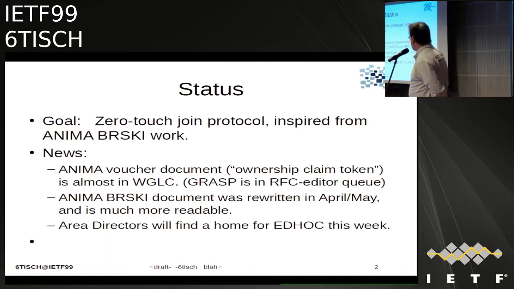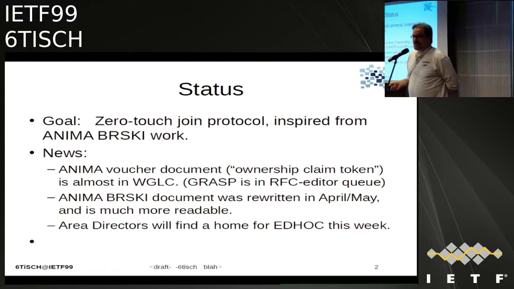The Anima BRSKI document was rewritten in April, May, and you can come tomorrow and learn about that if you like. The key thing is that the structure of it is now stable. It's about 15 pages shorter, which is always good. Our document, which parallels it, now has to be rewritten in that same style, and that's on my to-do list. Michael, if you say come tomorrow, you mean to Anima. Yeah, to Anima. Yes, I'm sorry.